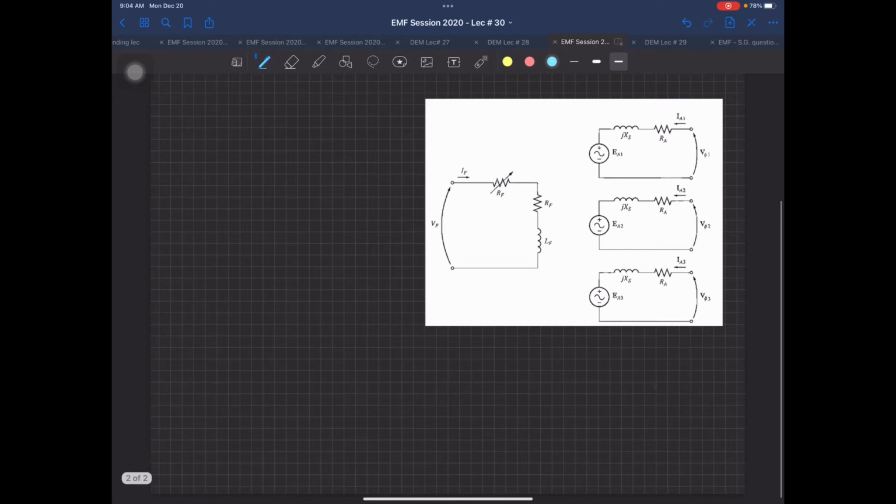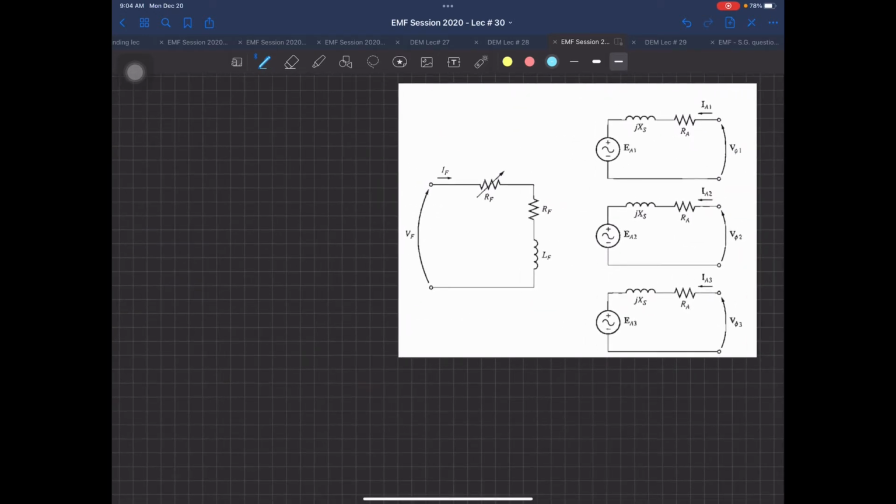The equivalent circuit diagram is the very same, nothing special changing over there. The only thing that is changing: previously, for the generator, the current direction was opposite. This time it is in the direction of IA shown over there. So these are three phases, and you can connect these three phases in Y configuration or delta configuration.